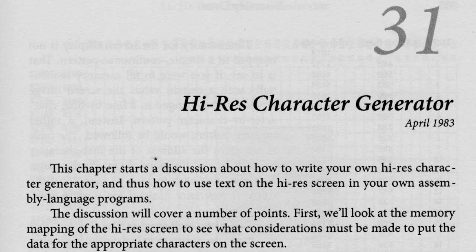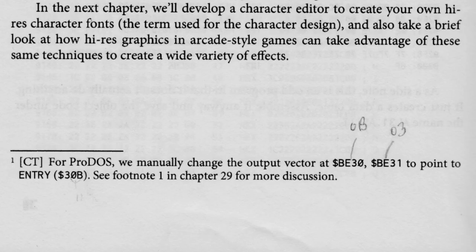Luckily, Chris Torrance has a little footnote on the bottom of page 312 that says in ProDOS you have to change the output vector. So I figured that out, and once I changed the output vector, it worked. Thank goodness that footnote was there. Otherwise, I would have gone crazy figuring out why the character generator wasn't working.